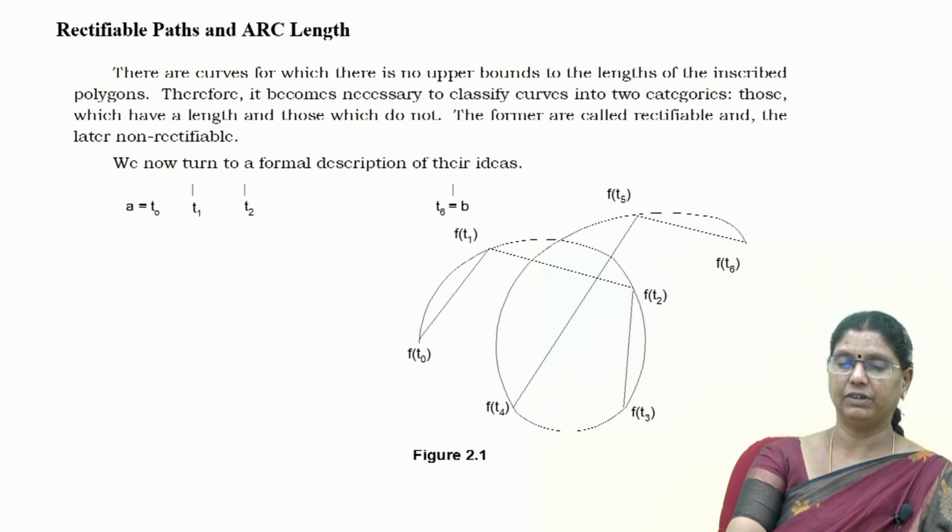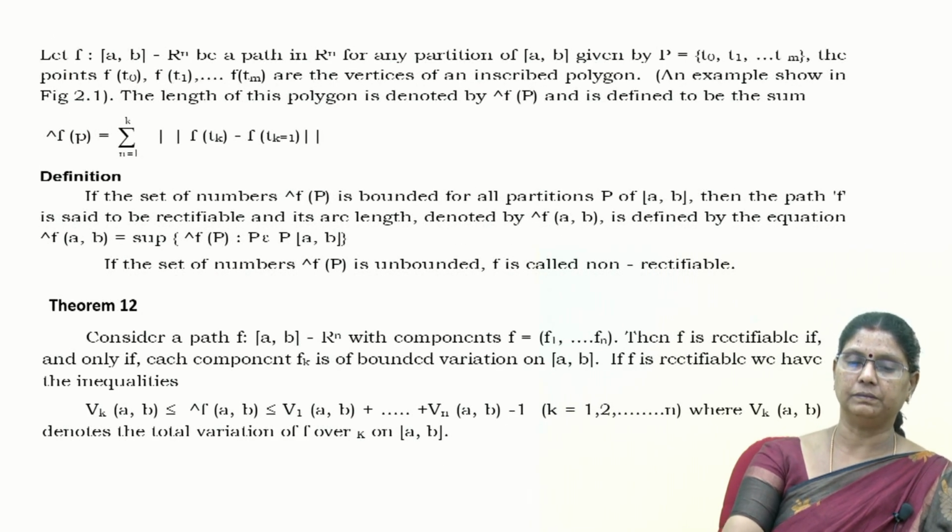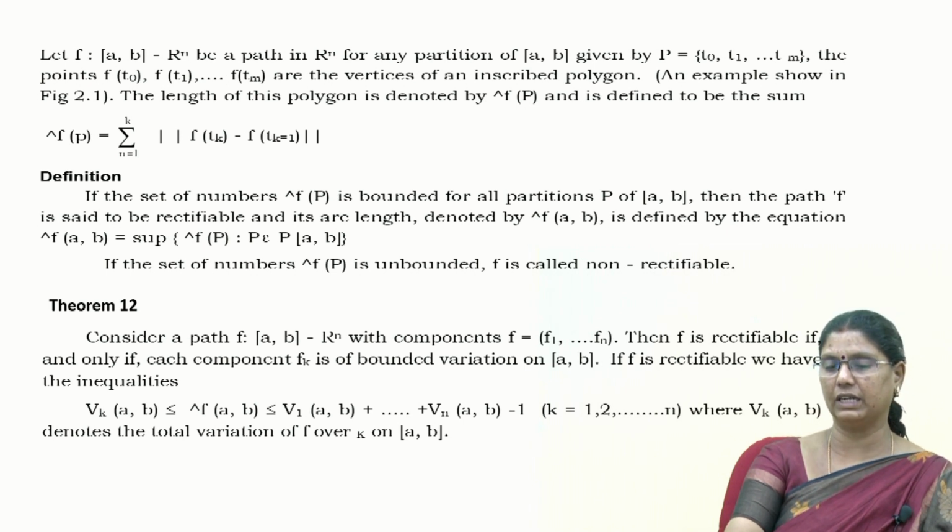So here is rectifiable paths and arc length, and figure 2.1 expresses how the path and the rectifiable arcs are drawn. The definition states that if the set of numbers Λf(P) is bounded for all partitions P of [a,b], then the path f is said to be rectifiable and its arc length, denoted by Λf(a,b), is defined by Λf(a,b) = sup{Λf(P) : P belongs to P[a,b]}. If the set of numbers Λf(P) is unbounded, then f is called non-rectifiable.